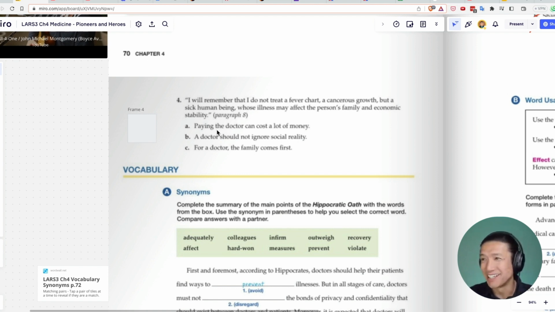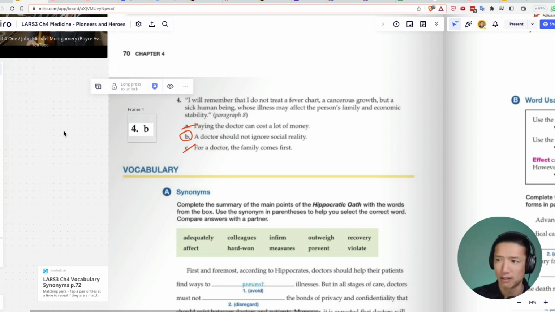Paying the doctor can cost a lot of money. Yes, it can, but it's not the right answer. A doctor should not ignore social reality. Yeah, for a doctor, the family comes first. No, especially if the family doesn't want to do the right thing. I'm going to say B is the correct answer, and we're going to check. And I am right. Are you right?